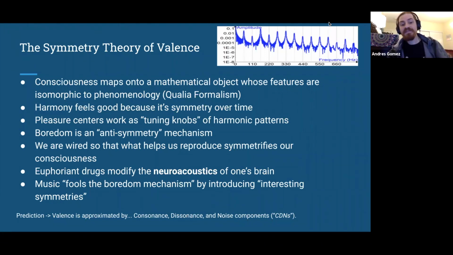We are wired in such a way that what helps us reproduce symmetrifies our consciousness. So it's not that high calorie food in and of itself is symmetrical, or in and of itself pleasant. It's more that the way our nervous system is programmed is such that when you eat high calorie food, it triggers high valence. And that triggered high valence is what would be symmetrical, not necessarily the chemicals that you're eating and so on.